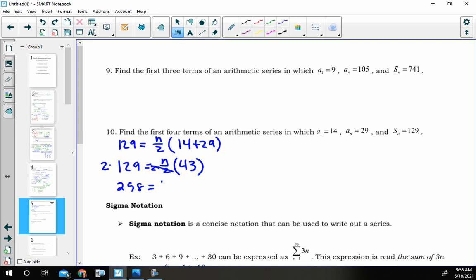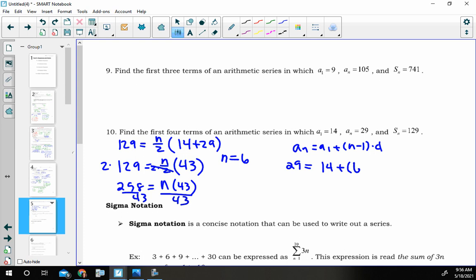So this is going to give me n times 43, or 43n. Divide by 43. So n is 6. So now I got my a sub n. Here's my sequence formula. So 29 is equal to 14 plus my n was 6. So that gets me 5. Subtract 14.